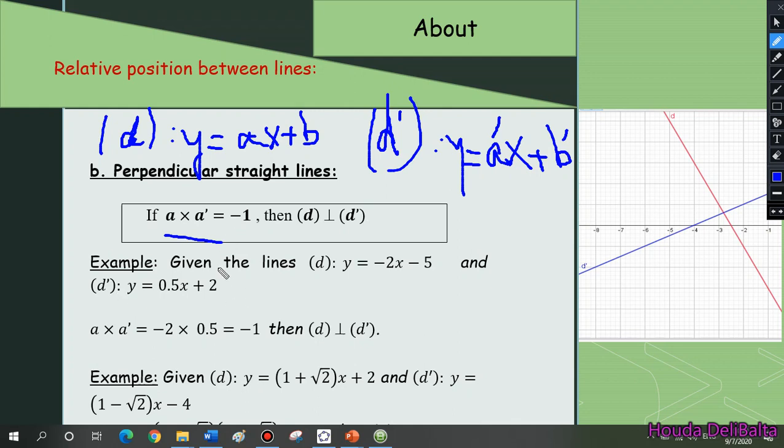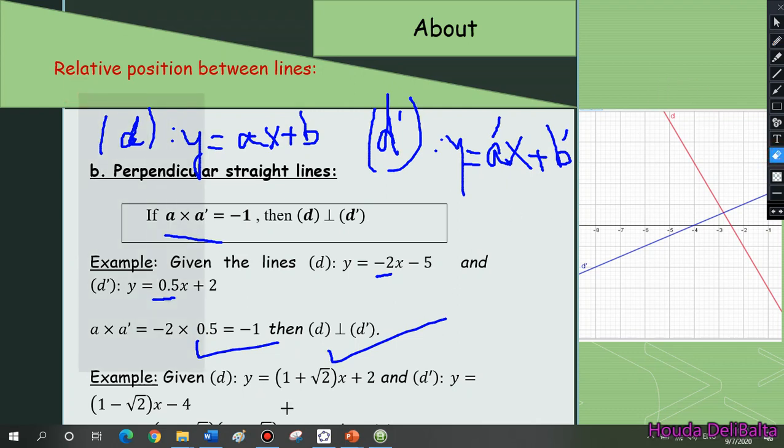Let's see the example here. Given the lines D of equation y equals -2x minus 5 and D prime of equation y equals 0.5x plus 2. What is the slope of line D? It is -2. What is the slope of line D prime? It is 0.5. If their product is -1, then I say that these two lines are perpendicular. So -2 times 0.5 is definitely -1. Then I say that these lines are perpendicular.